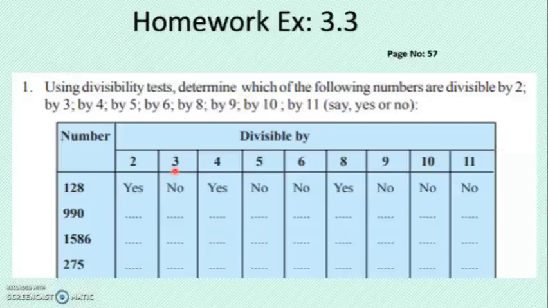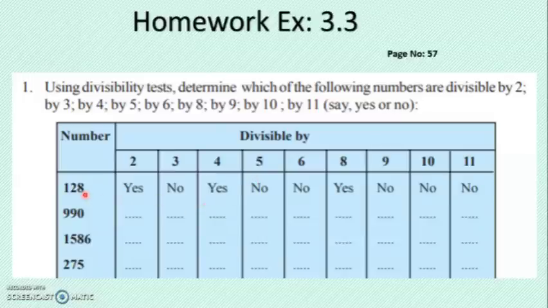Now 3. How do we check? We add the digits. 8 plus 1, 9. 9 plus 2, 11. 11 is not divisible by 3. Therefore, this number is not divisible by 3. Now 4. We will check the last two digits. If that is divisible by 4, then the number is divisible by 4. The last two digits here are 28. 28 is divisible by 4. 4 sevens are 28. So, yes.